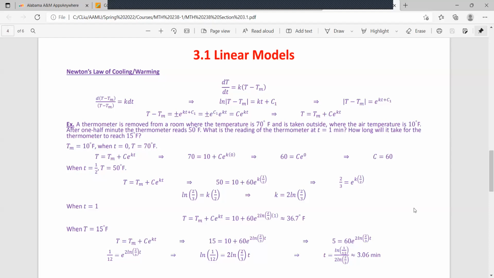Okay. So once again, the problem is not very complicated, but you have to figure out these constants in the solution using the information in the problem. Okay, so that's the first example. Any questions about this problem?